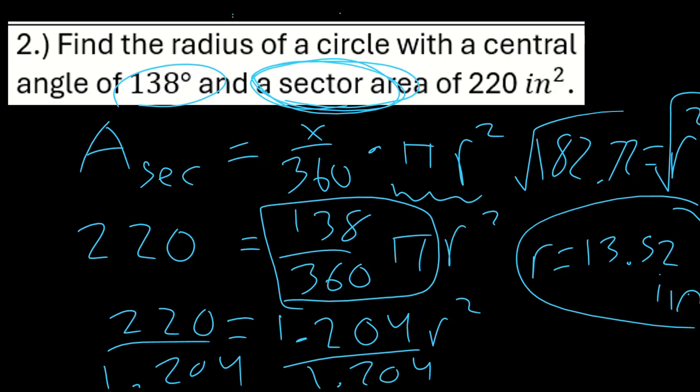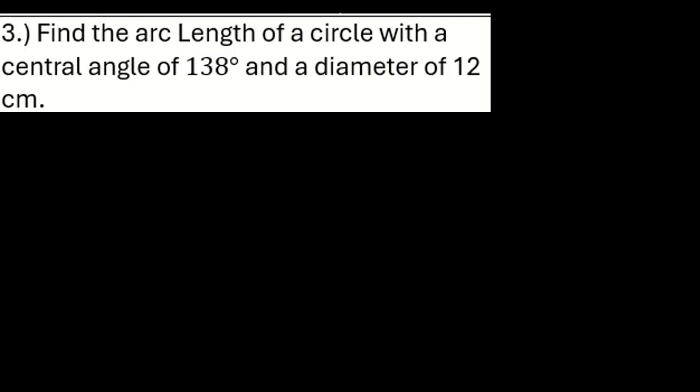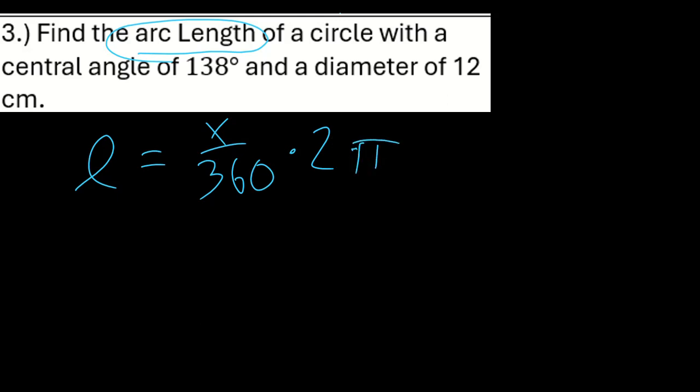Once again, I'd encourage you to pause the video, finish taking your notes. Let's move on to our third and final example. Okay, we want to find the arc length. Wait, pause. Most important part of the video, the arc length. So what formula should we use? Well, our arc length formula is arc length is equal to x over 360 times 2 pi r.